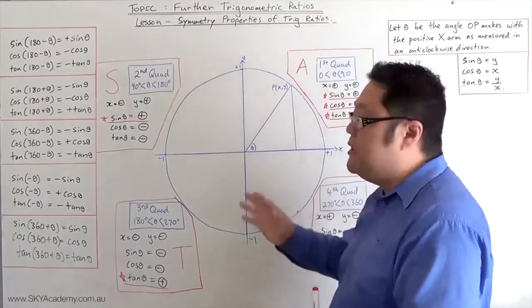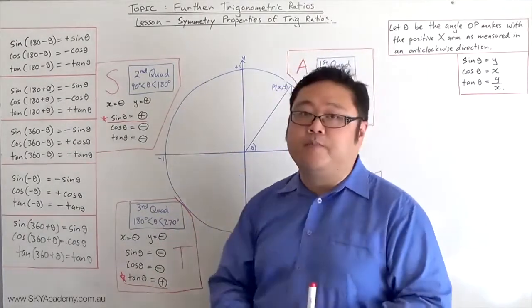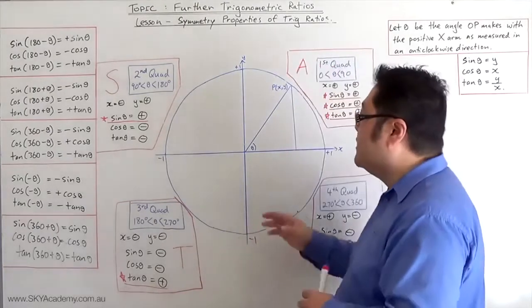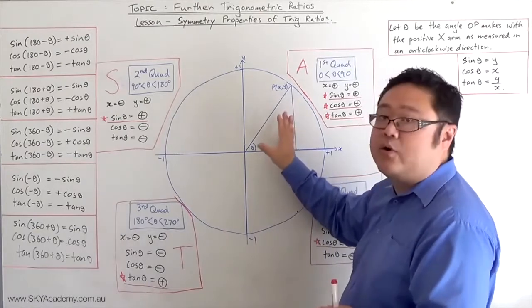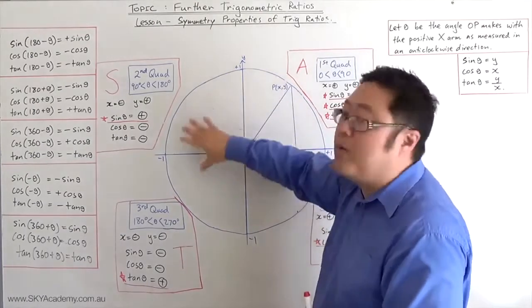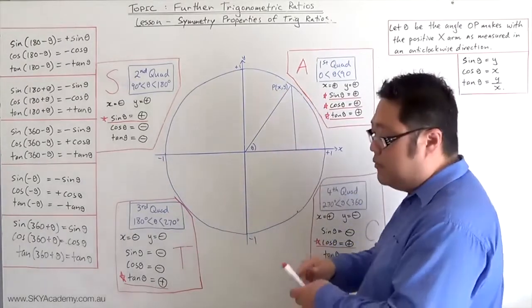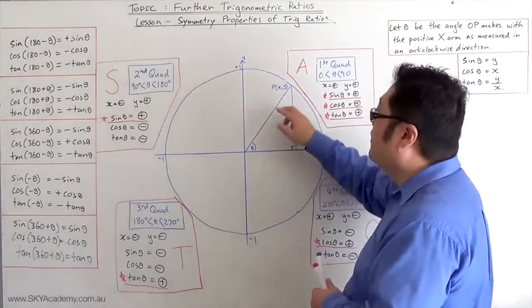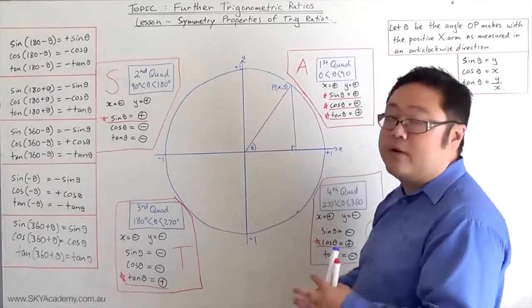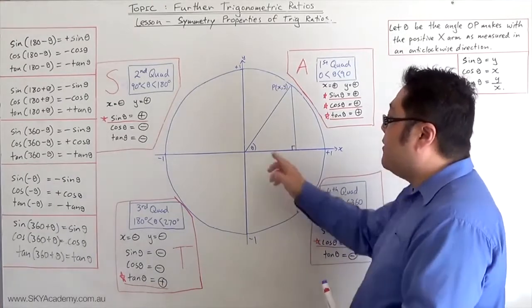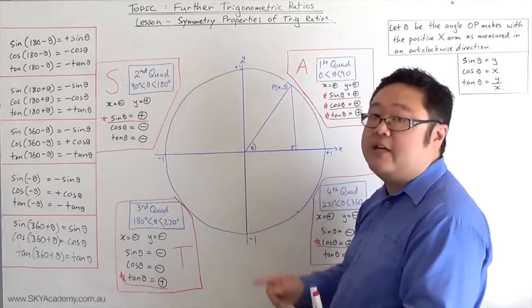Now that we've done the second quadrant relationships, I want to move on to the third and fourth quadrant relationships. Let me take a departure from what we did for the second quadrant, and start from the first quadrant and project our way to the third quadrant. Say you have a right angle triangle in the first quadrant for the point P with coordinates X, Y. Let's say that angle is an acute angle, theta degrees.